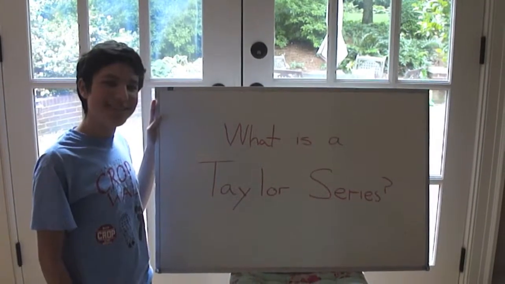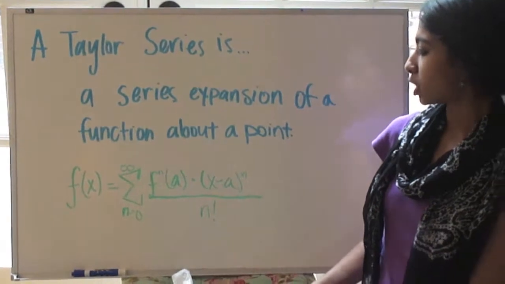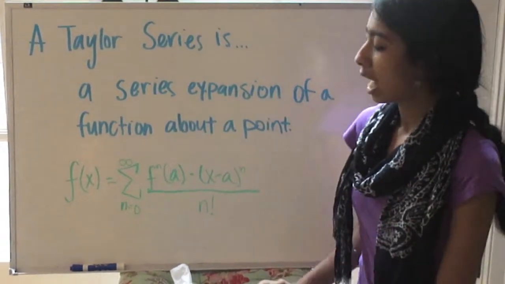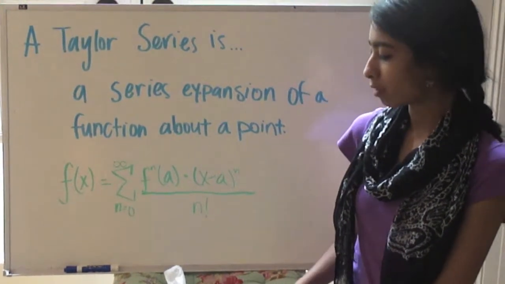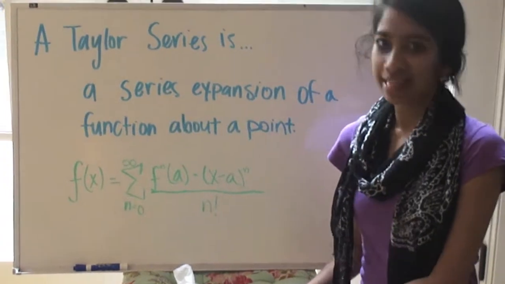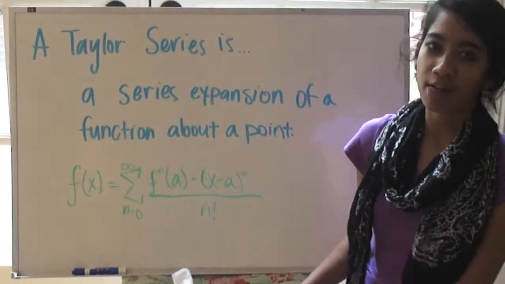What is a Taylor series? A Taylor series is a series expansion of a function about a certain point. It can be expressed as f of x equals the sigma from 0 to infinity of the nth derivative at a times x minus a to the nth power all over n factorial.